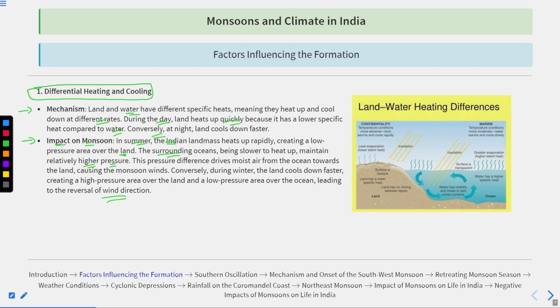It means during the summertime, this is the flow of wind because here is the low pressure, here is the high pressure. When the monsoon is retreating, the flow gets reversed. It means the land is cooling down, but the ocean is heating up. Okay.